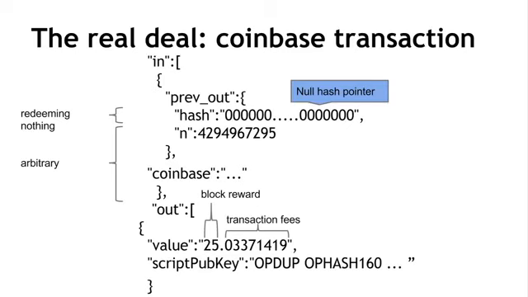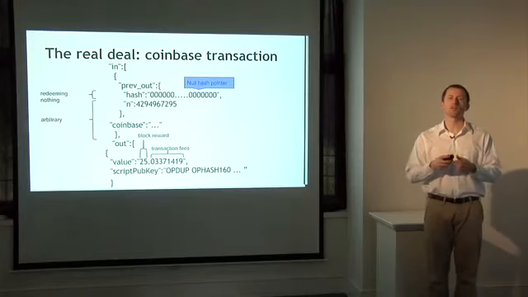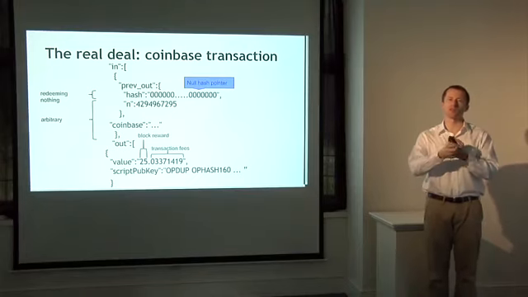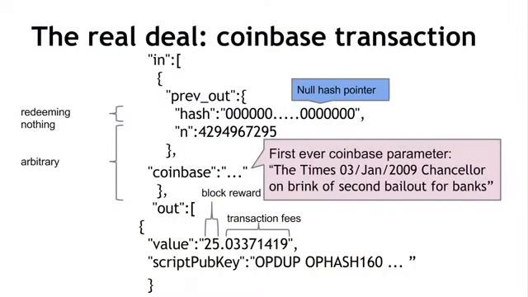So the pointer to the output transaction that this Coinbase transaction is receiving is a null pointer. It's a hash of all zeros. And this is an indication that since this is the creation of new coins, there is no antecedent. There's no previous transaction that's being consumed to create these coins. And there's also this special Coinbase parameter. And the Coinbase parameter is completely arbitrary. The miners can put whatever they want in there.